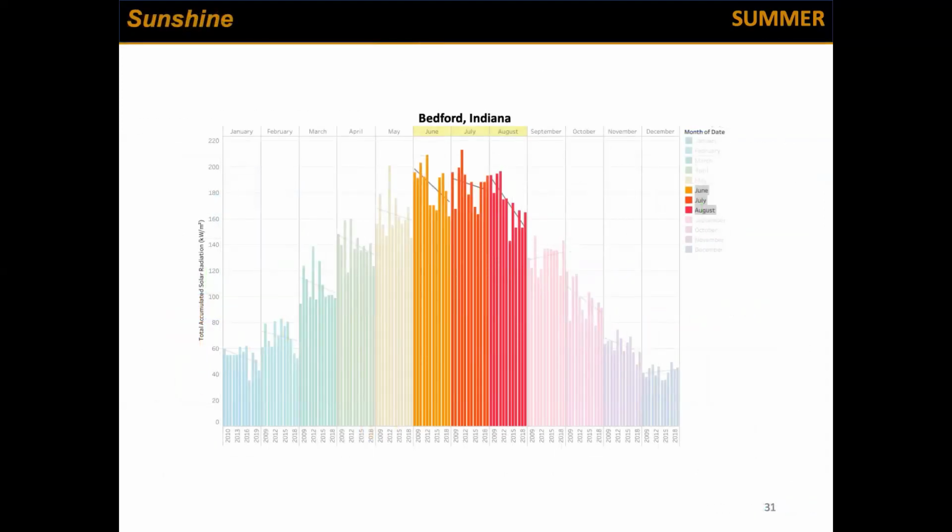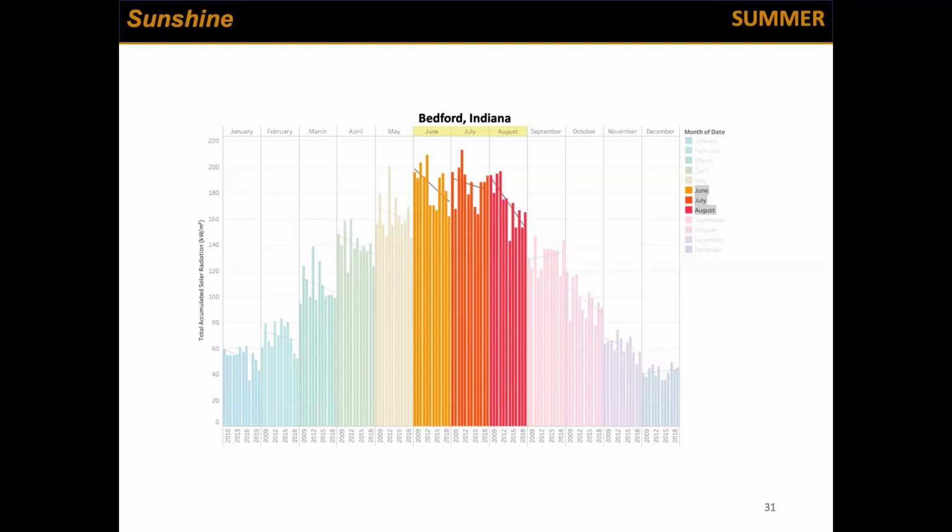Sunshine is another parameter that people have been talking about recently. The data for this is not as prevalent as it is for temperature and precipitation, but we do have a weather station down in Bedford, Indiana, that has been recording incoming solar radiation data since about 2008.